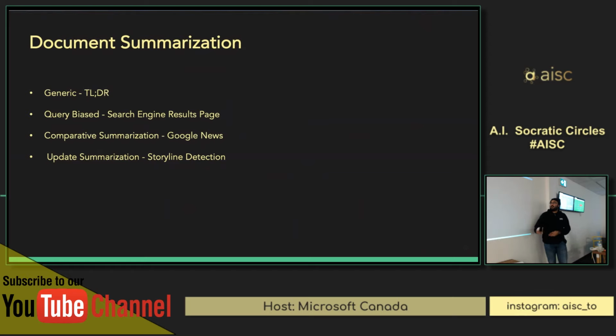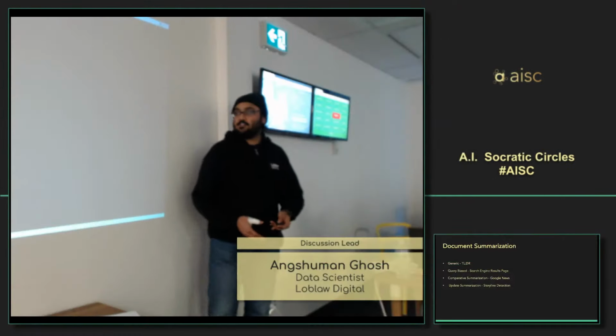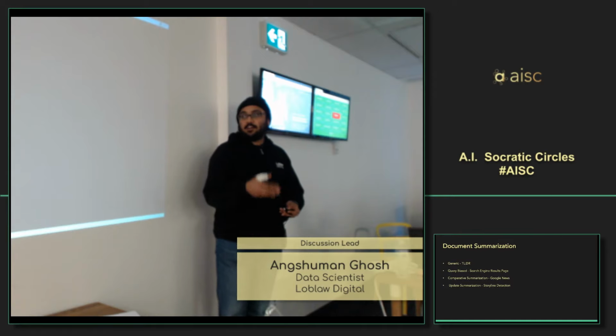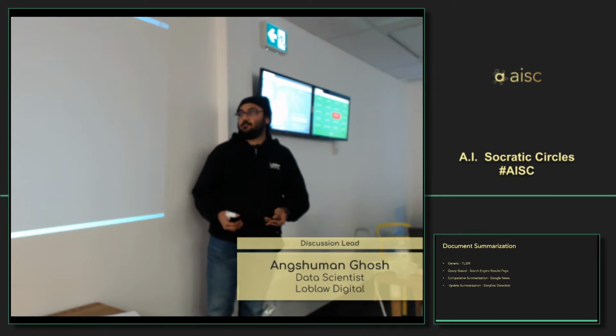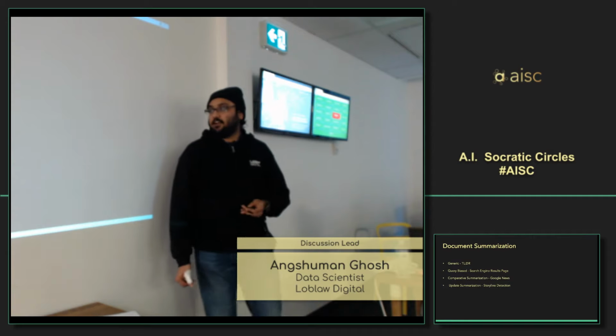Update is somewhat similar to comparative, where you have news which is developing over time, and you want to have a storyline. Say, for example, the Golden State Warriors were down by 17 points yesterday, and then they won. And you really want something that summarizes that storyline of events. So it's detecting what changes in a particular group of documents over time, and then creating a summary of that.